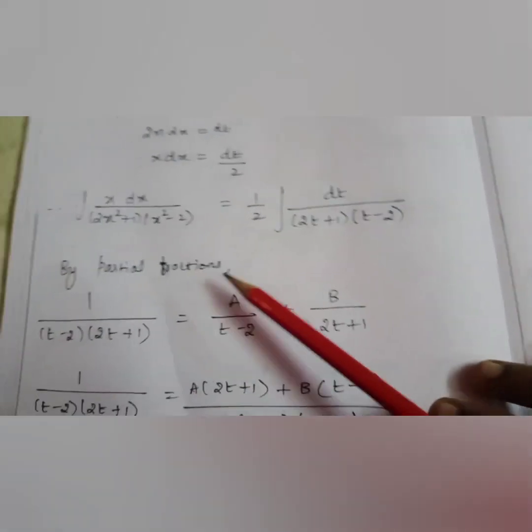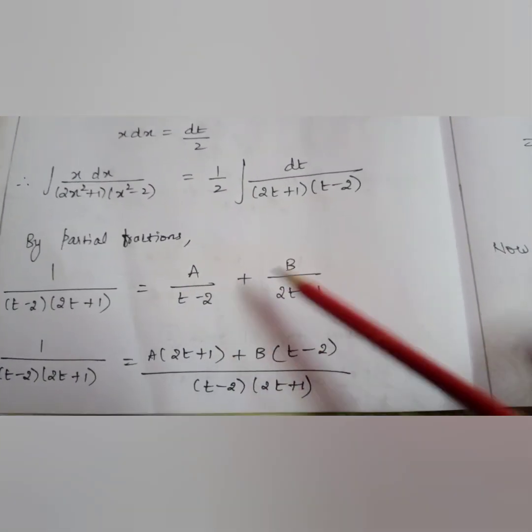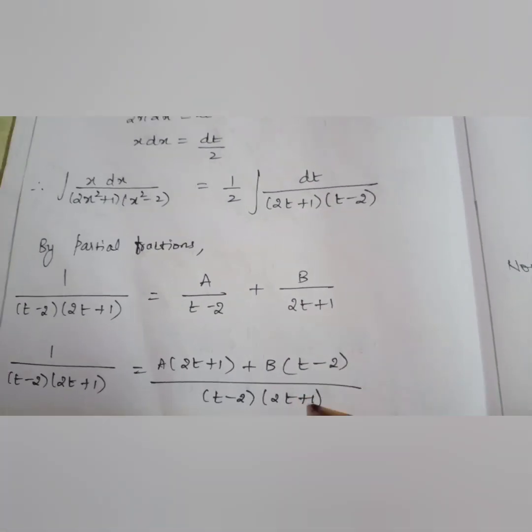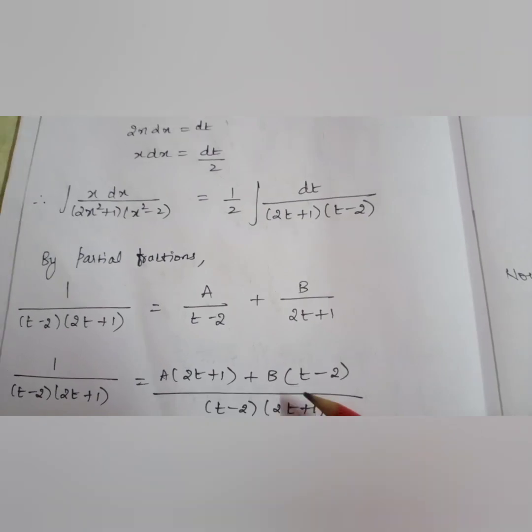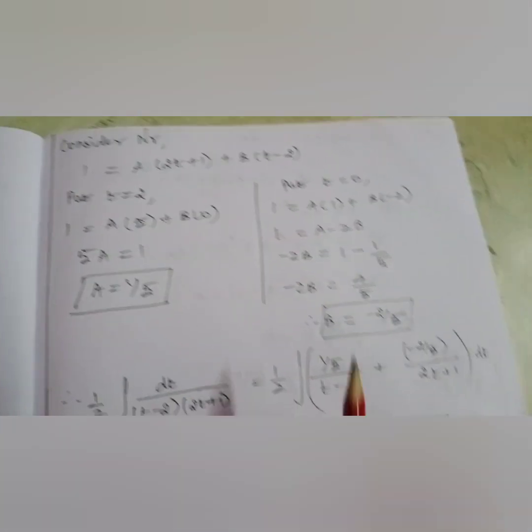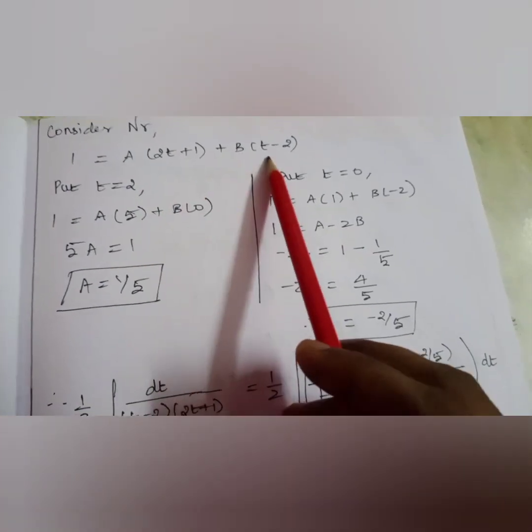Now do you remember partial fractions? So now we will apply partial fractions here: A by t minus 2 plus B by 2t plus 1. Taking LCM, I am getting it like this. After this step, what will we do? We will consider the numerator alone. Considering the numerator, I am getting 1 is equal to A into 2t plus 1 plus B into t minus 2.